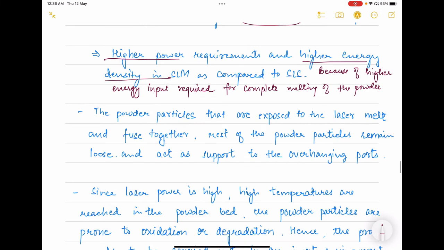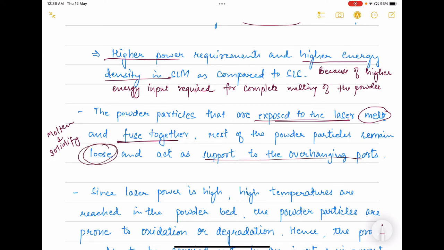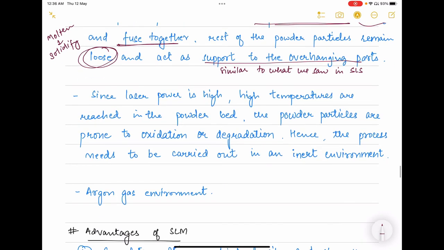So the powder particles that are exposed to the laser melt away and fuse together. They are first changed into the molten state and then they solidify. Whereas the rest of the powder particles remain loose and they act as support to the overhanging part, similar to what we saw in SLS. So the remaining loose powder particles provide support to the overhangs. Since laser power is very high, high temperatures are reached in the powder beds, of the orders of thousands of degrees Celsius.